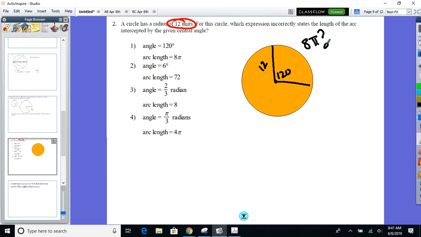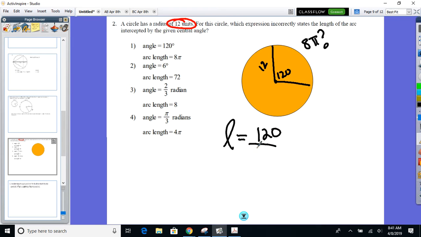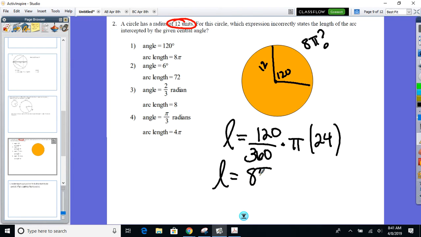That's what you had to check. Radius of 12, angle measure of 120, will that result in 8 pi as the arc length? All right, well, what's your central angle in degrees or radians? Degrees. So I'm going to use the formula that uses degrees, which says the length is equal to 120 over 360 times pi times the diameter. What's my diameter if the radius is 12? 24. And if you calculate this, reduce 120 over 360 times 24, you will indeed get 8 pi. So that checks out.